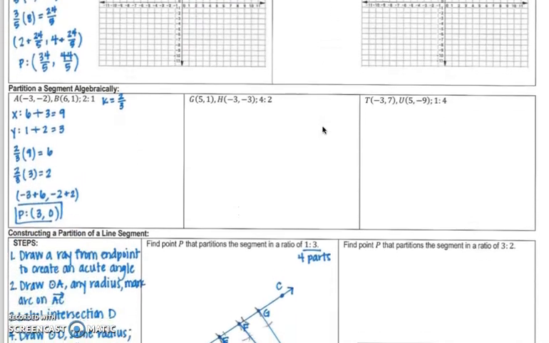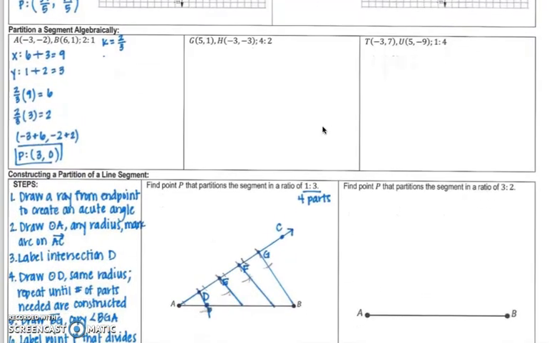Okay. Like I said, partitioning a segment algebraically is the same thing, you just don't have a graph. So it's not quite as easy to check it. It makes sense to look at a graph and check to see if the ratio looks correct. But here you're going to have to just assume that you did the math right, or you can then draw a graph if you so choose.